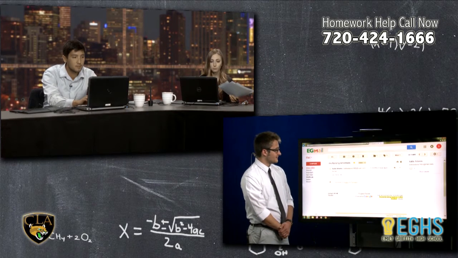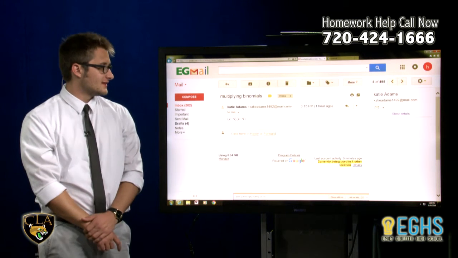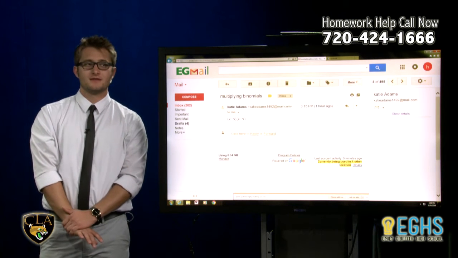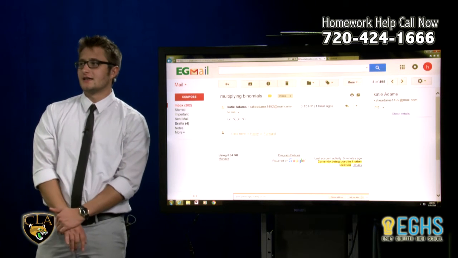Right, this one, multiplying binomials. So in parentheses, x minus 5. Okay. And we have another set of parentheses, x minus 9.